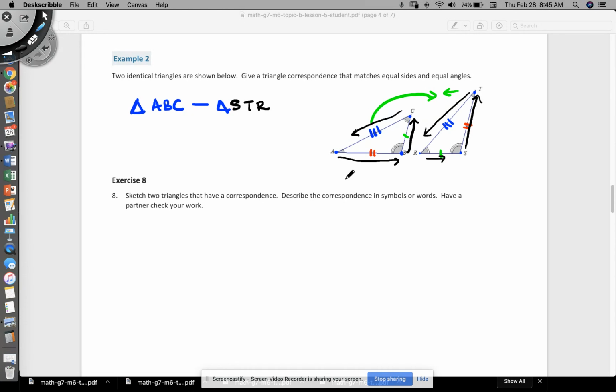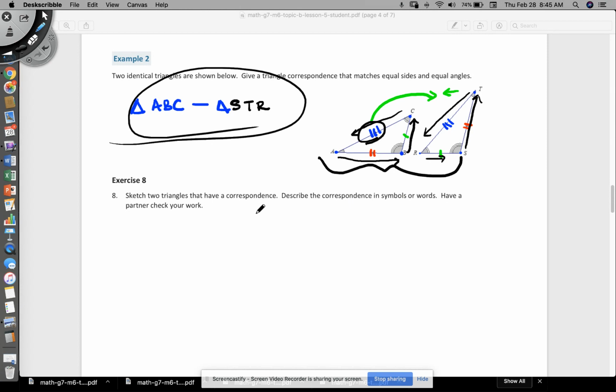Now this one says I want you to sketch 2 triangles that are corresponding. So you're basically going to mimic something up here. All right. Describe your symbols. Symbols are these tack marks, and words are these. It says have your partner check, but if you're watching this at home, just have a family member check, I guess. So go ahead and pause the video so you can sketch your 2 triangles. And then that concludes this video tutorial.